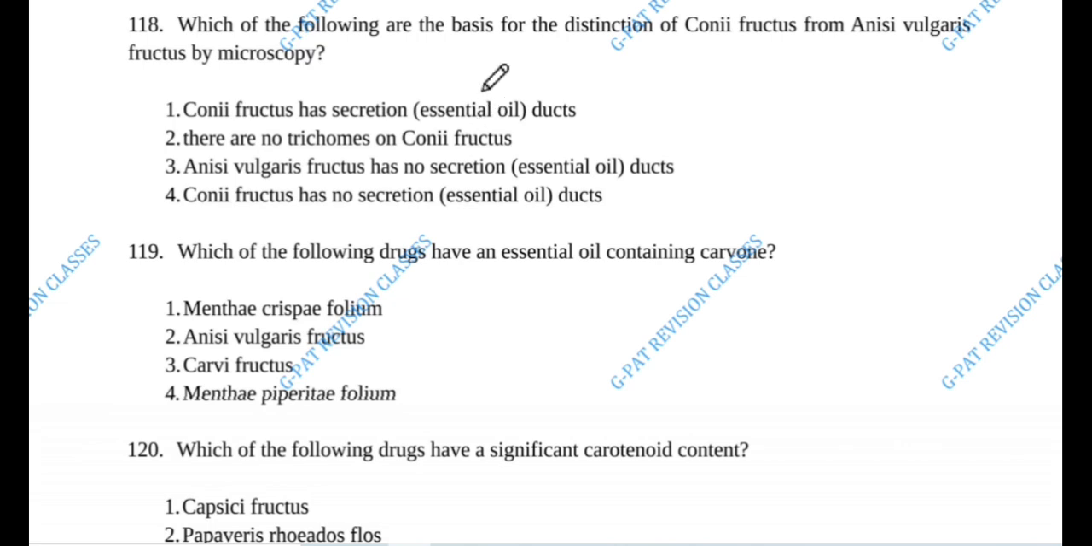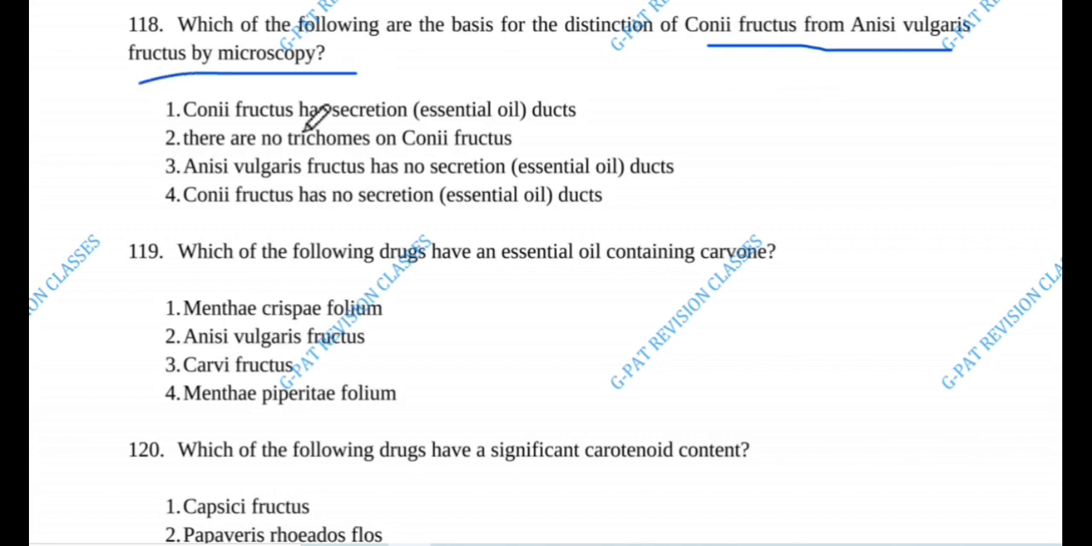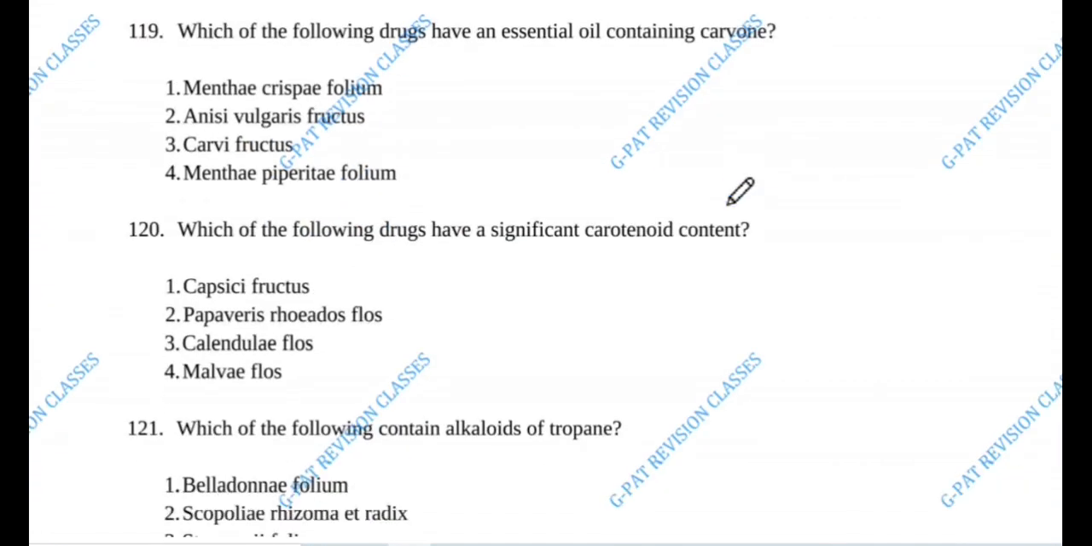Which of the following is the basis for distinction of Foeniculi fructus from Anisi vulgaris fructus by microscopy? The answer is 3, Anisi vulgaris fructus has no secretion of essential oil type. The answer is 3. Next is question number 119.